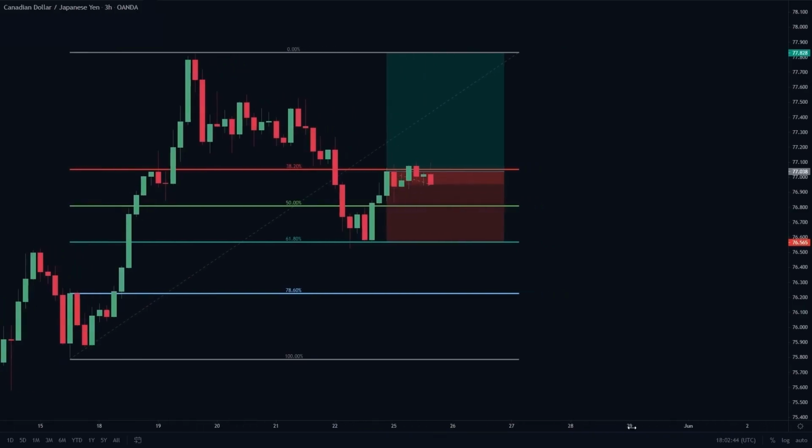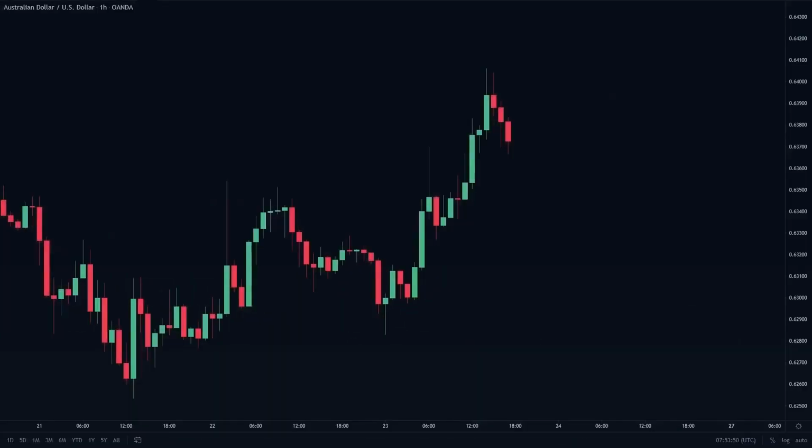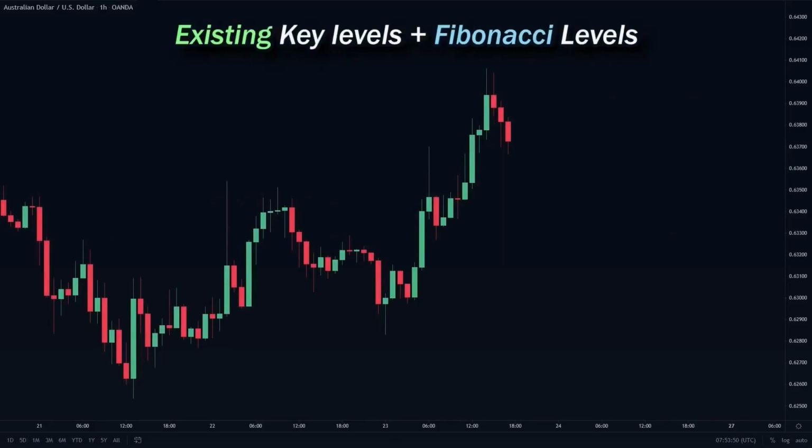Just in case the trade fails, you need to have your exit strategy in place. So for your stop loss, you can place it at the swing low, and for your profit target, I like to set it at the 0% level, and as you can see, the price hits the profit target.